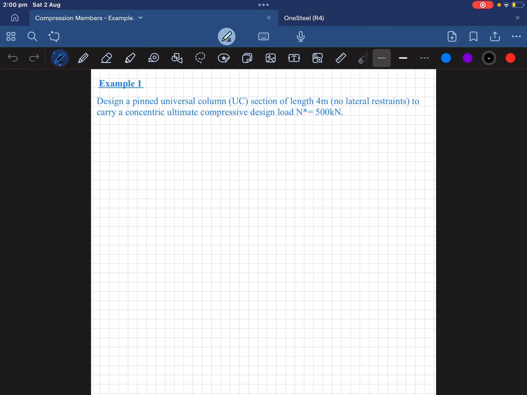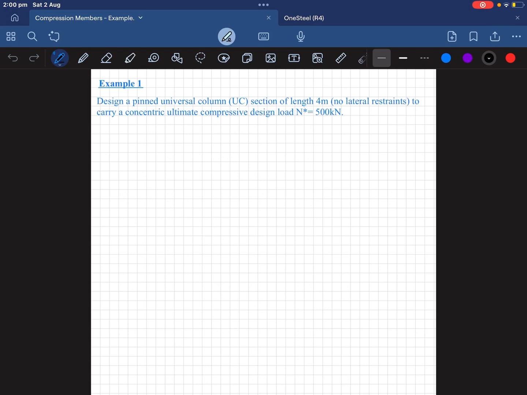Today's video is a continuation of the previous video I made about compression members, where I covered some of the theory around buckling and effective lengths, etc. So in this video, we're actually going to do a design example. Here we have to design a universal column, commonly referred to as a UC section, of length 4 meters with no lateral restraints to carry a concentric ultimate compressive design load of N star equals 500 kilonewtons.